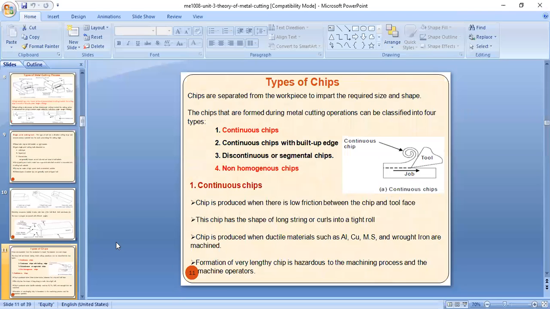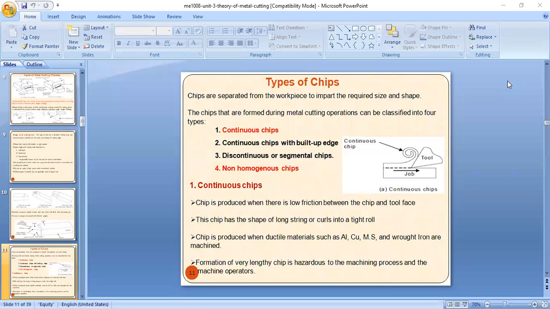Types of chips. So again, we'll come to that particular plot, because we don't want to waste time searching for the slides. We have kept them in an order. Yesterday also I told you we will discuss the types of chips today, and slowly we'll know the angles also, the single point cutting tool angles. Yesterday we discussed the rake angle. The different types of rake angles are also there. We discussed that also: back rake, side rake, and zero rake angle.